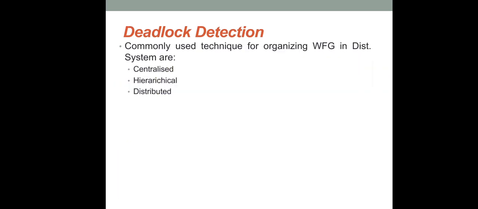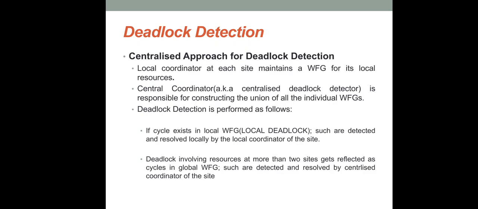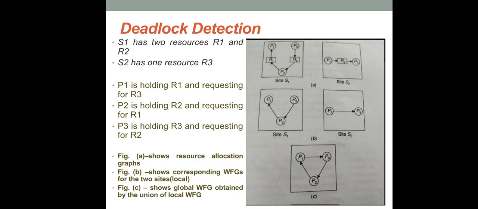Now there are three categories of deadlock detection algorithm. One is called centralized, the second is called hierarchical, and the third is called distributed. So this is an example of a centralized deadlock detection algorithm. In a centralized deadlock detection algorithm, one of the processes acts as a coordinator for detecting the deadlock.